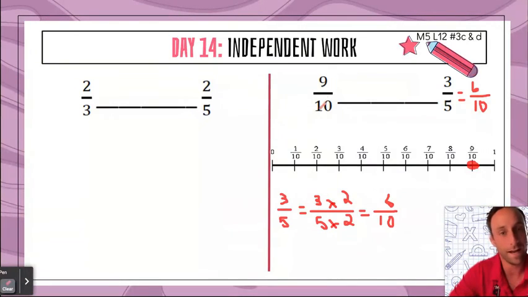So what's greater, 9/10 or 6/10? Well, I know that 9 is greater than 6. And according to my number line, which I figured out, 9/10 is closer to 1 whole than 6/10. So 9/10 is greater than 3/5, or 3/5 is less than 9/10.